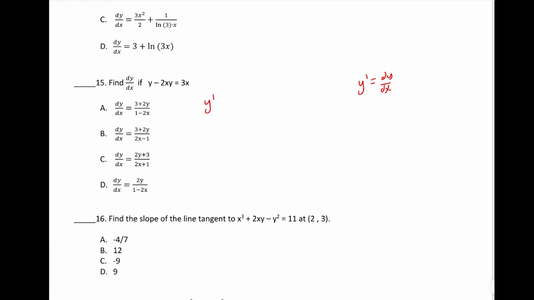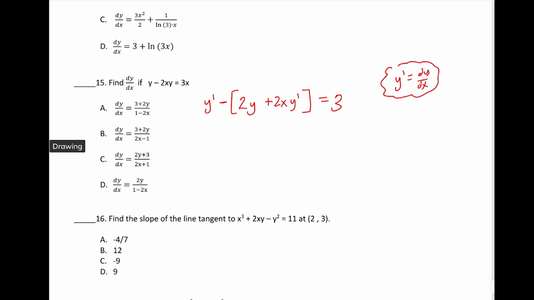And then we have to use product rule here. Now be careful. I'm going to put parentheses here, but normally when I work this, I'm going to just make both terms negative. But you'll see what I mean in a second. The derivative of 2x is just 2, times y, plus 2x times the derivative of y. And then that's going to equal the derivative of 3x, which is 3. Now, when I distribute that negative sign, I'm going to get minus 2y minus 2x y prime.